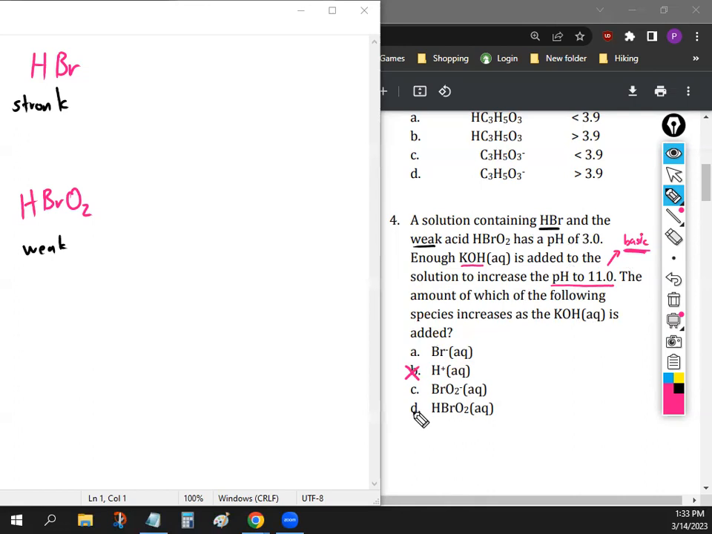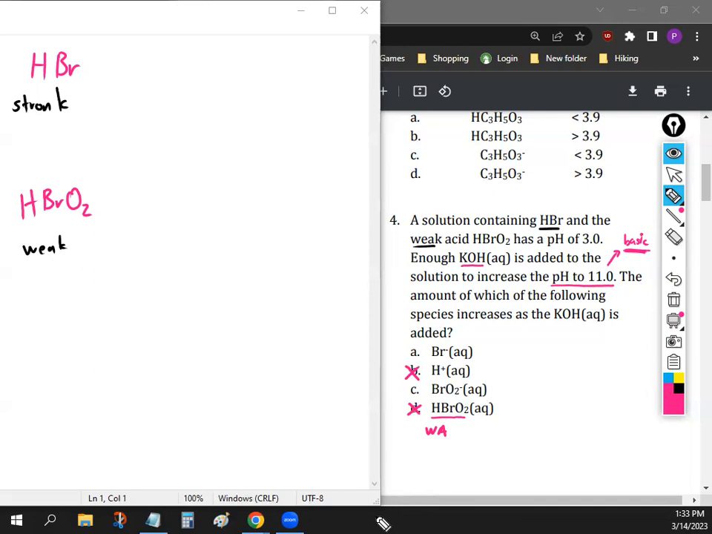Ooh, HBrO2. Okay, never mind. Maybe it wasn't obvious. If you take a look at this, this is not an ion. This is your weak acid, right? So if you add more KOH, what's it going to do with the weak acid? Neutralize it. So the concentration of this one is going to decrease. So you're left with 2 species.